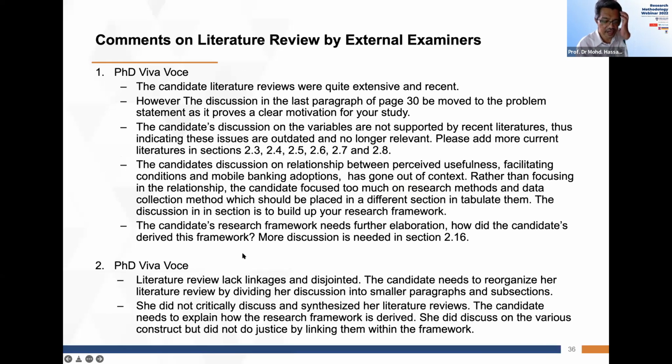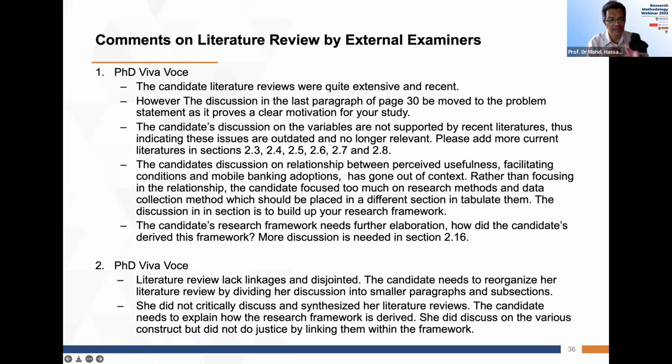And then in the second viva, this is another student. The comment made by the examiner is that the literature lacks linkages and is disjointed. In other words, in your discussion of your literature review, you should link section to section or even paragraph to paragraph. There must be linkages. It should not be totally disjointed. The reason is that you want to have a smooth flow of discussion. There must be a smooth flow of discussion.